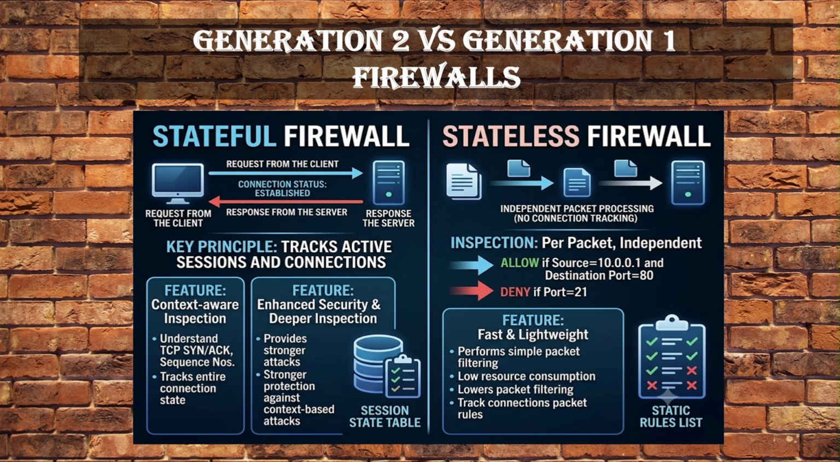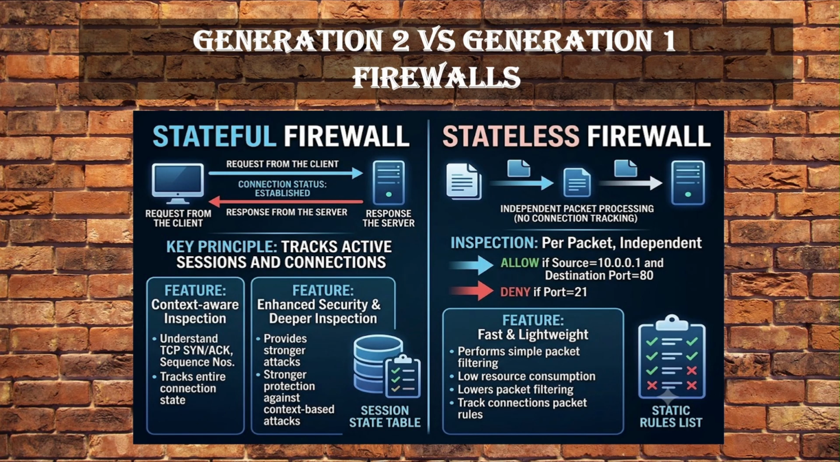The problem is that stateless firewalls have no memory, they don't remember whether a packet is part of an ongoing conversation. Attackers quickly learned to spoof IP addresses or sneak malicious data through open ports because the firewall wasn't looking at the context. That brings us to generation 2, stateful inspection.